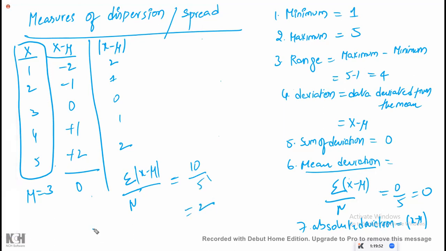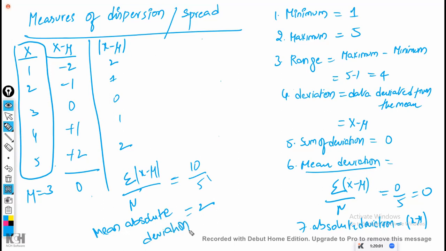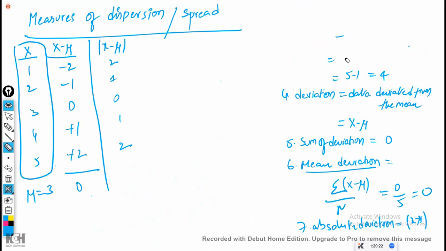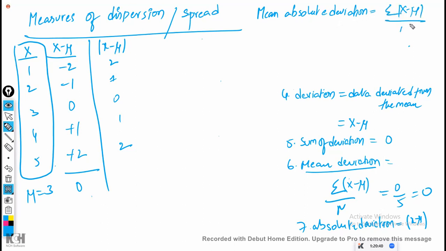This is called the mean absolute deviation, the mean of all the absolute deviations. The formula is sigma of |x minus mu| divided by n. Is that clear? First you convert to absolute, after that you calculate the mean. What is meant by deviation? x minus mu is called the deviation. What is meant by absolute? Apply the absolute value. What is meant by mean? Sigma by n. This is the formula. So I calculated the mean absolute deviation for this data and got 2, because it is 10 divided by 5.